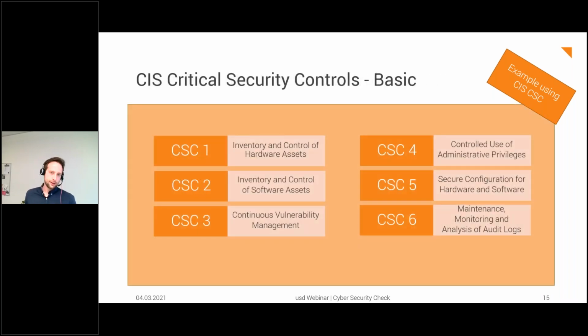If we would use the critical security controls, it's about hardware and software inventory. It's about vulnerability management. It's about the use of administrative privileges. It's about secure configuration for hardware and software. It's about basic monitoring, basic audit logging. Then we would go on.